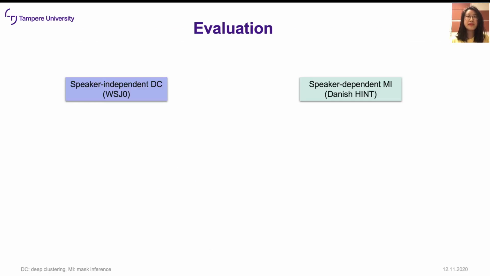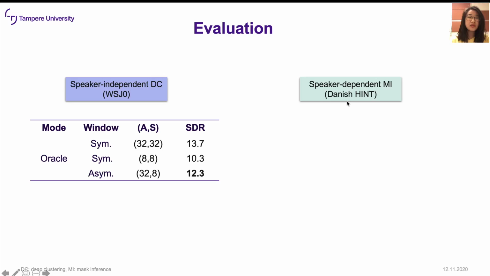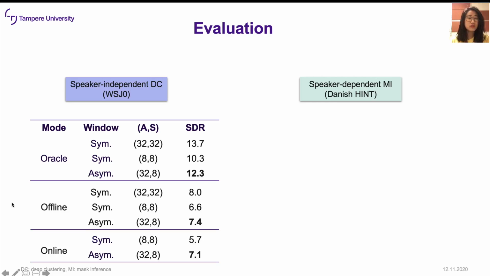And we evaluate this method on 2 different models and 2 different datasets. The first one is a speaker-independent deep clustering model on the Wall Street Journal dataset. Another one is a speaker-dependent mask inference model on the Danish Hind dataset. As shown in this figure, we evaluate the oracle performance compared to the baseline. We can see we have a 2 dB improvement, and also an improvement of 1.5 dB.